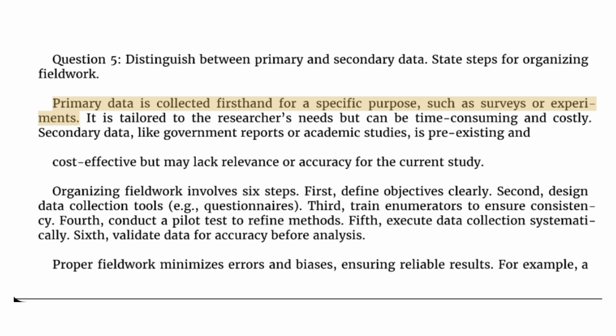Primary data is collected firsthand for a specific purpose, such as surveys or experiments. It is tailored to the researcher's needs but can be time-consuming and costly. Secondary data, like government reports or academic studies, is pre-existing and cost-effective but may lack relevance or accuracy for the current study. Organizing fieldwork involves 6 steps.